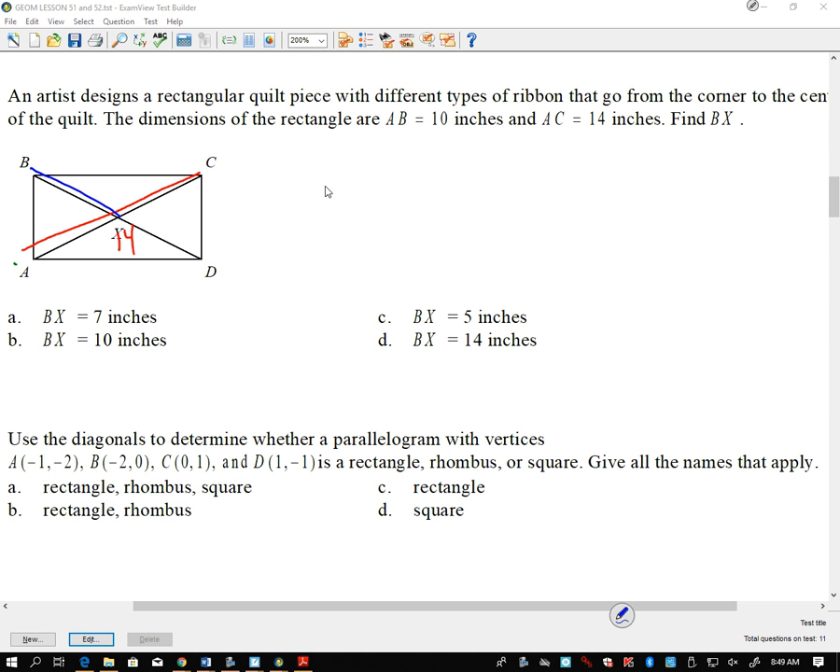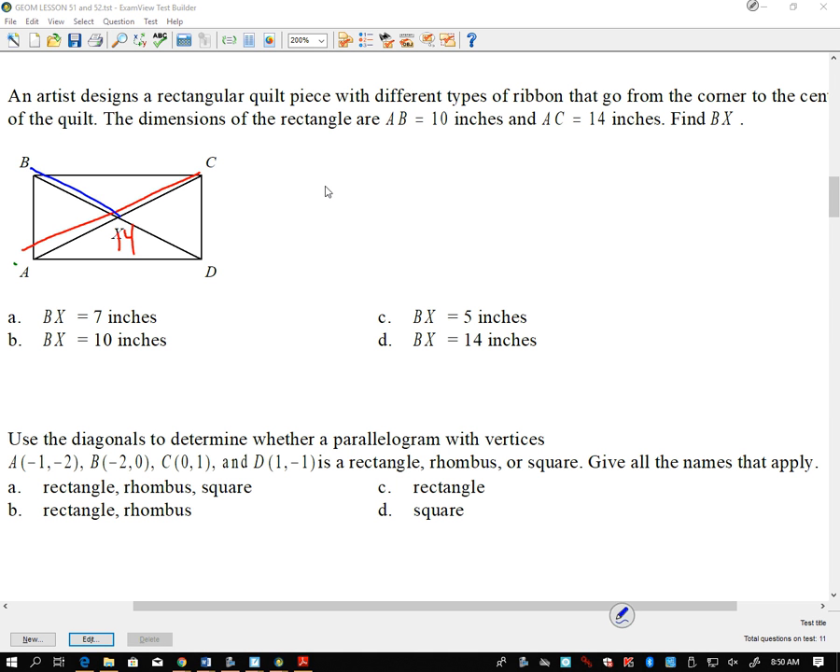AC is 14. The whole diagonal is 14. What do we know about the diagonals of a rectangle? Go back in our notes. We only really got one slide on rectangles, so that should be fairly easy to find. We got two different things on rhombuses. They're congruent. What else do we know about a rectangle's diagonals? Because it's a parallelogram, they... Yeah, we know it's a rectangle. A rectangle is also a parallelogram, right? What do we know about the diagonals of a parallelogram?